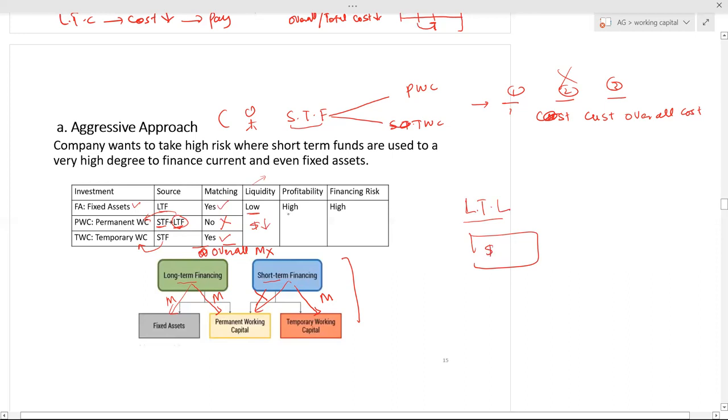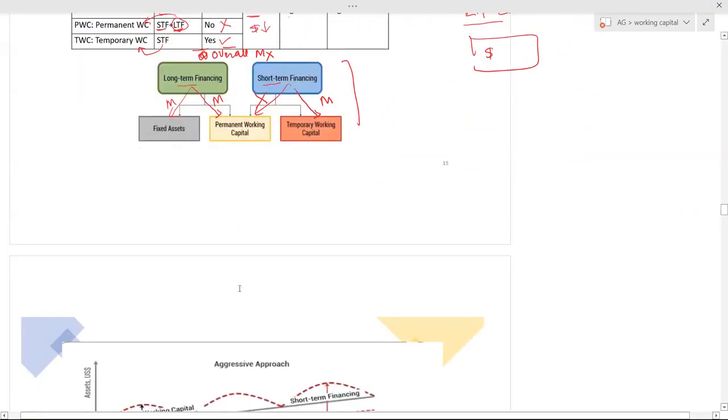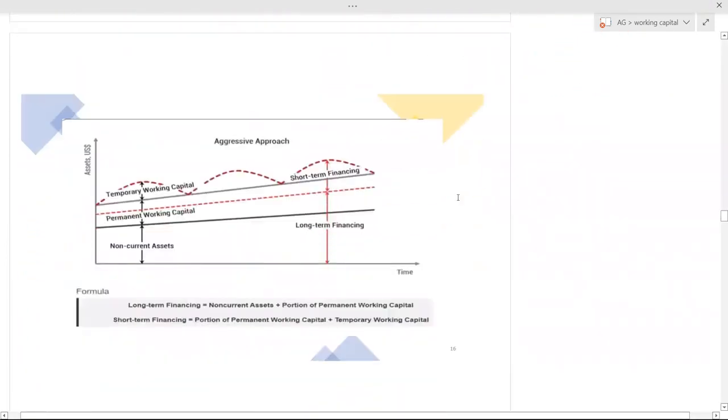And profitability is high because, you remember this part, for some period you are saving your financing costs, so profitability will be higher. But there is a financing risk, so I'm calling it refinancing risk. So this year you took a loan, second year you took a loan, maybe third year the situation is not good, the economy is not doing well, so it could happen that there is some financing risk. Okay, so this is the aggressive approach, and we can also show it graphically.